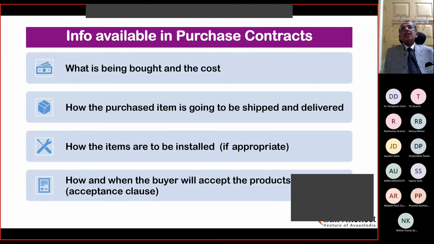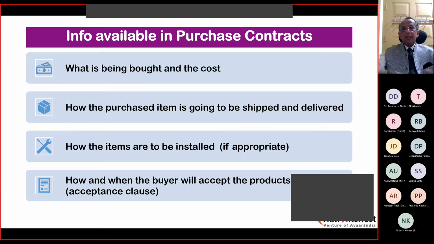Okay, this is where your Incoterms comes in. The international commercial terms, what has been agreed. Then how the items are installed. Again, what I just said. This is where the boiler terms comes in. You've got to be very specific as to what it is. How and when the buyer will accept the products, the acceptance clause.